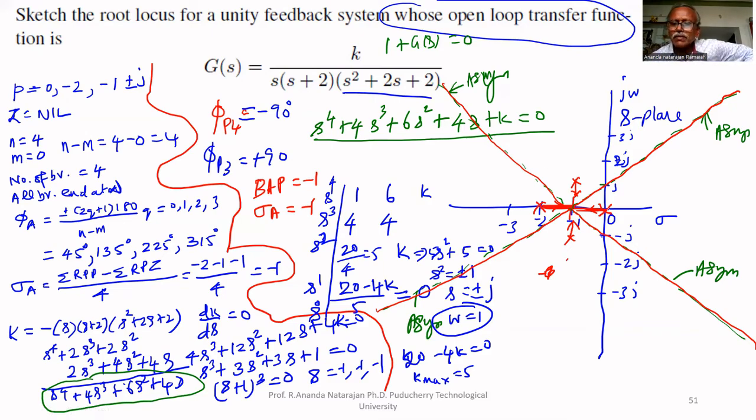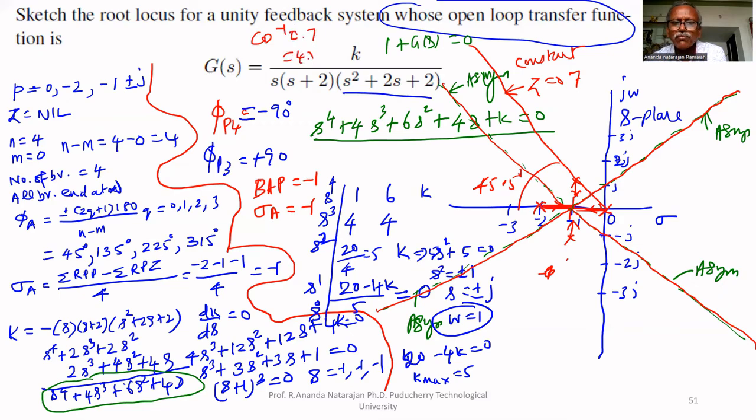Suppose you want to design a control system in which zeta is equal to 0.7. Therefore, I have drawn the constant zeta line. Its angle is 45.5 degrees, because cos inverse of 0.7 equals 45.5. It cuts the root locus at A.